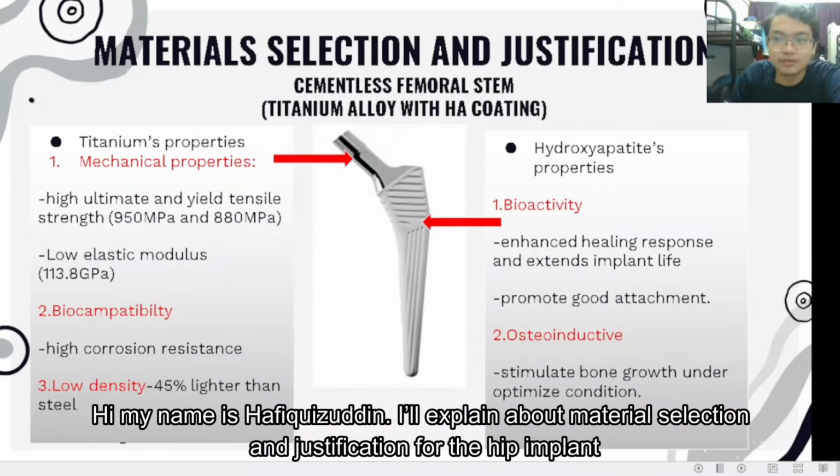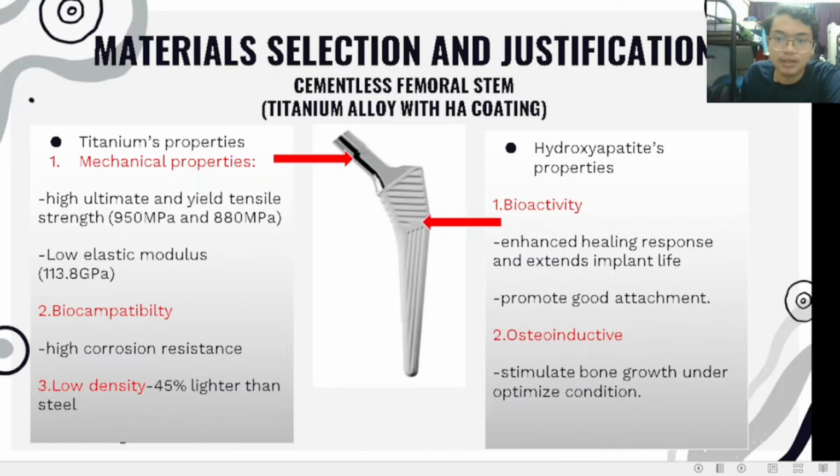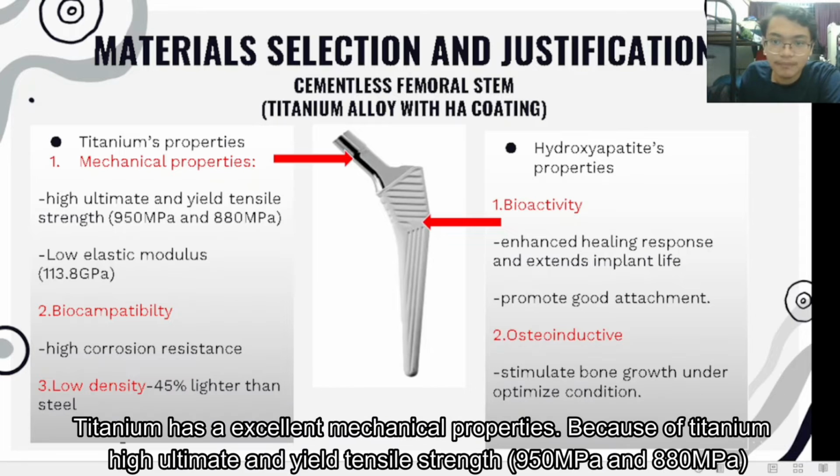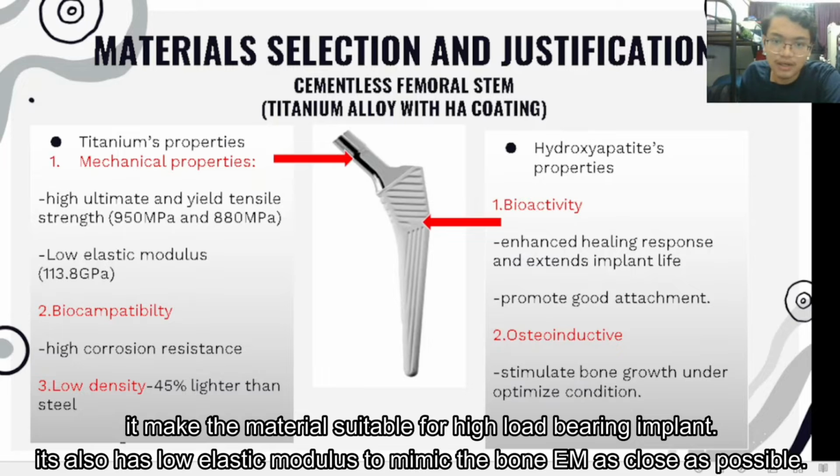Hi, my name is MOHAMAD HAFIQUIZUDDIN and I will explain the material selection and justification for the hip implant. For the cementless femoral stem, we choose titanium alloy as the material with hydroxyapatite as the coating. Titanium has excellent mechanical properties because of its high yield and ultimate tensile strength, which are 550 megapascal and 880 megapascal respectively. It makes the material suitable for high load bearing implants. It also has a low elastic modulus to mimic the bone elastic modulus as closely as possible.